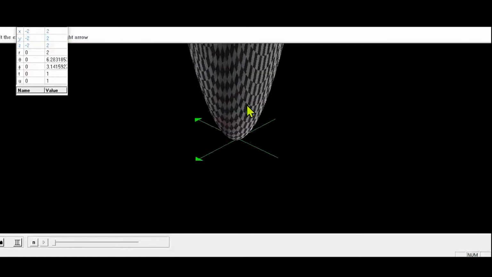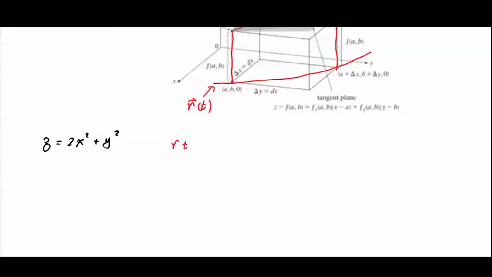Now I'm going to introduce a vector function. My vector function here is r of t is equal to cosine t i vector plus sine t j vector. Another way of saying that is just x is equal to cosine t and y is equal to sine t. I mean, your book probably puts it like that.